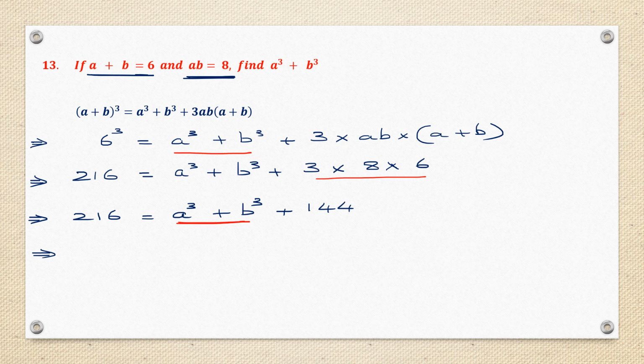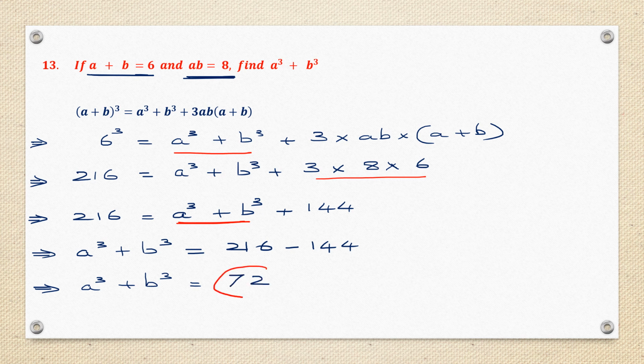So now we need to find a cube plus b cube, isn't it? We need to find only this. So I'm writing on the left hand side, a cube plus b cube. Now, what is on the other side of the equal to sign? 216. So let's write 216. Now I'm going to transpose this 144 to the other side of the equal to sign. So this becomes minus 144. Then we can say a cube plus b cube is equal to 216 minus 144, which is 72. So this is our answer.